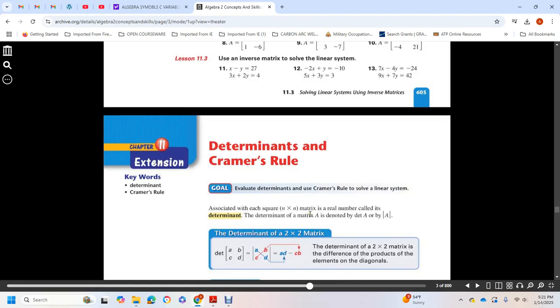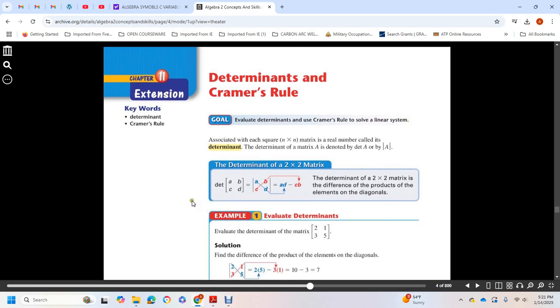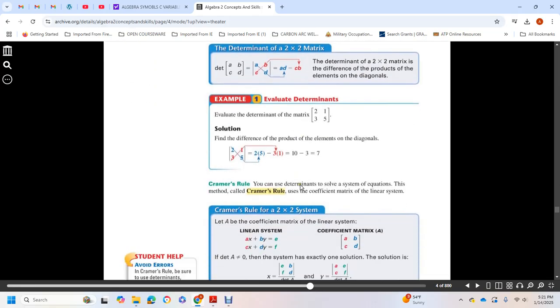Alright, determinants and Cramer's rule. Evaluating determinants: associated with each square matrix of n rows by n columns is a real number called the determinant. The determinant of matrix A is denoted as det A, or the absolute value bars of A. The determinant of a 2 by 2 matrix with rows A, B and C, D is equal to A times D minus C times B. The determinant of a 2 by 2 matrix is the difference of the products of the elements of the diagonals.